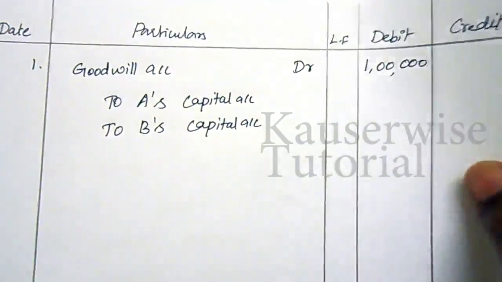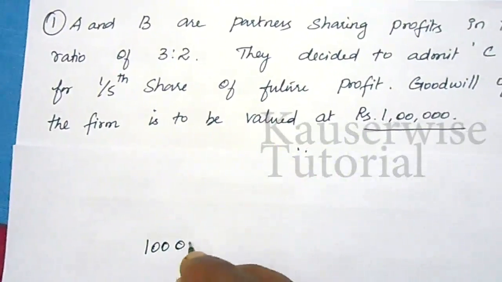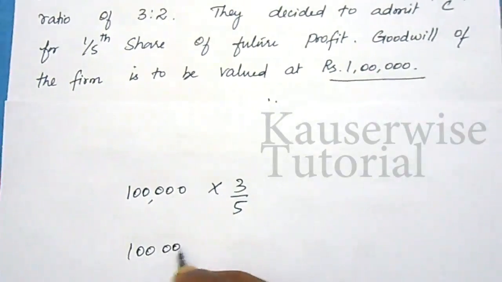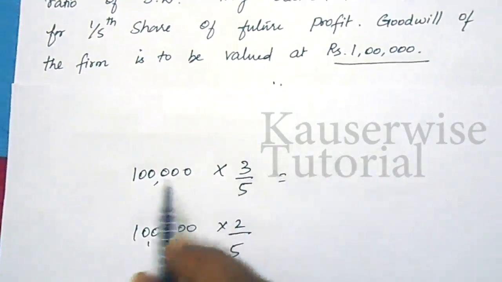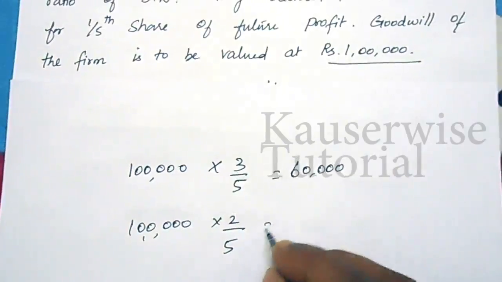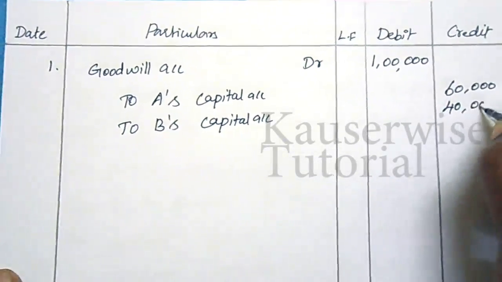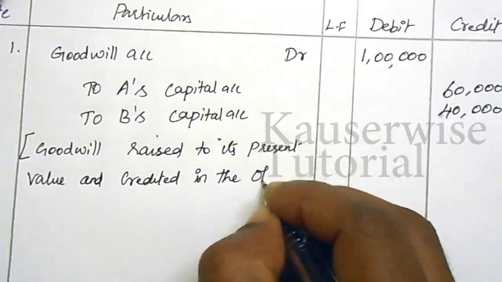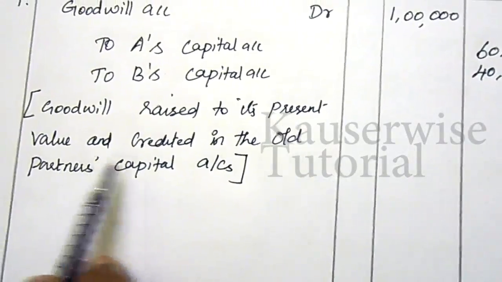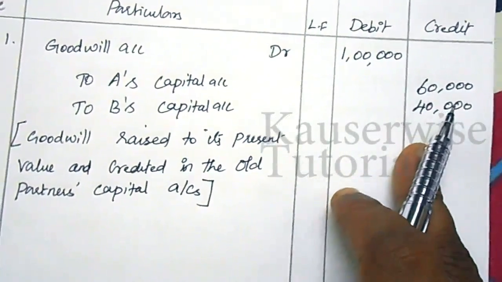What is the profit sharing ratio? Their old profit sharing ratio is 3:2. So the 1 lakh is transferred to A and B according to their ratio. For A, 3 by 5. For B, 2 by 5. So 1 lakh into 3 by 5 is equal to 60,000, and 1 lakh into 2 by 5 is equal to 40,000. Narration: goodwill raised to its present value, that is 1 lakh, and credited in the old partners' capital accounts according to their old profit sharing ratio.